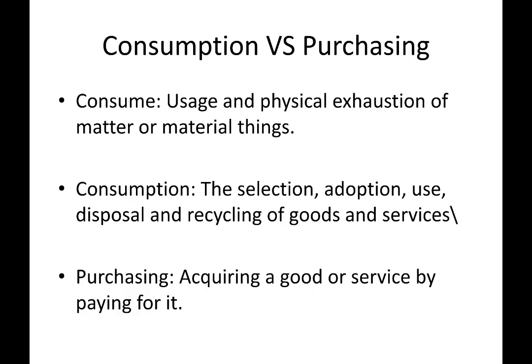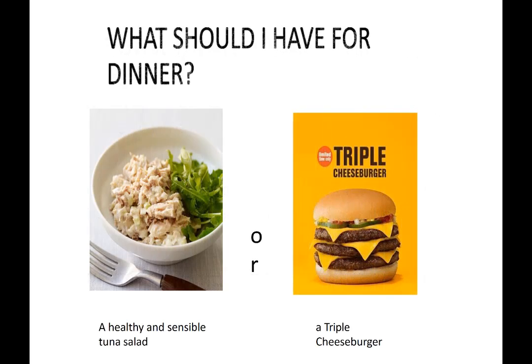Now, purchasing itself is acquiring a good or service by paying for it. Sometimes you use things that you paid for. Sometimes you use things that you didn't pay for; someone gave it to you. And sometimes you pay for things that aren't for you. They're gifts. Okay, so all those are factors and play a role in justifying purchases.